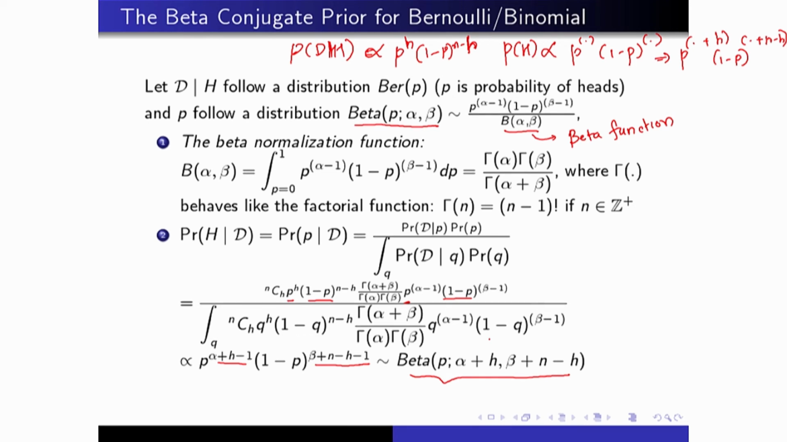The alphas appear like the number of heads expected before the entire experiment began. Betas look like the number of tails expected before the experiment began. All you have done is added to your expectation the actual counts. Just to become convinced that this is indeed the case, if you take the expectation of p under the beta distribution, it turns out this is alpha minus 1 divided by alpha plus beta minus 2.